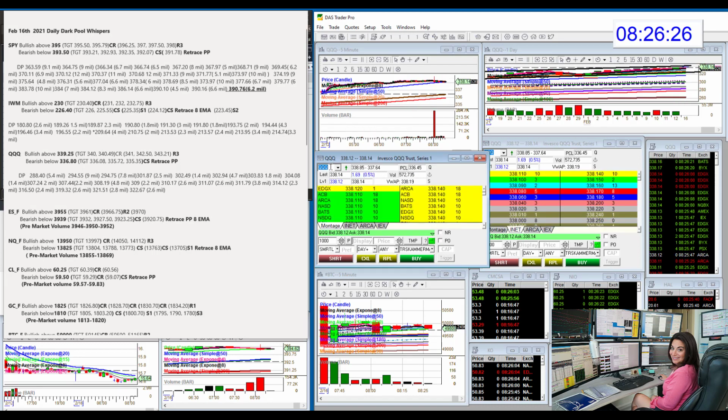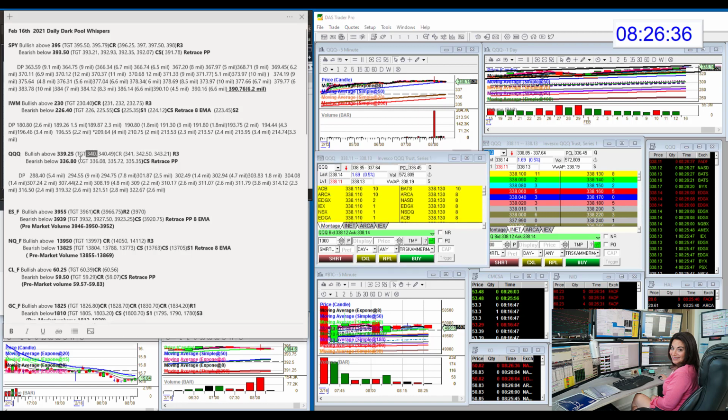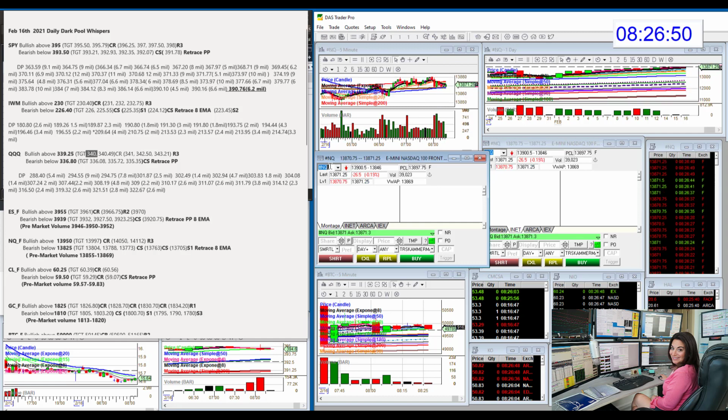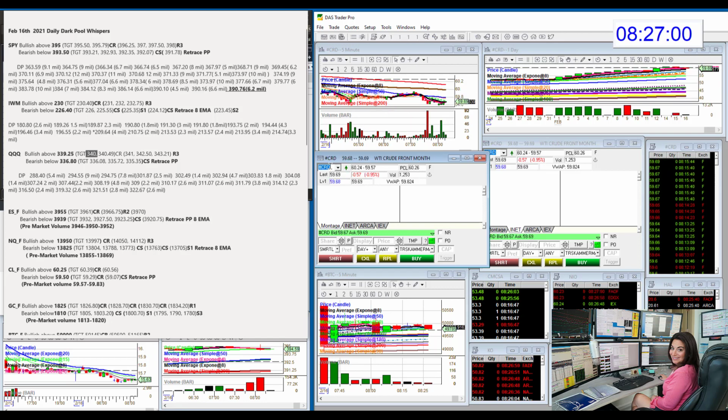The QQQs were pretty similar, so again, bullish above 339.25. In this case, 340 will be a big sell area. Bear below 336.80. Let's head on over to the E-minis. Bullish above 39.55, bear below 39.39. We've got the NASDAQ futures, bullish above 13,950, bear below 13,825.